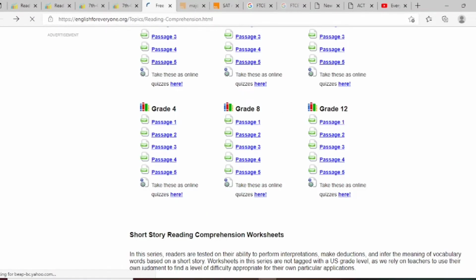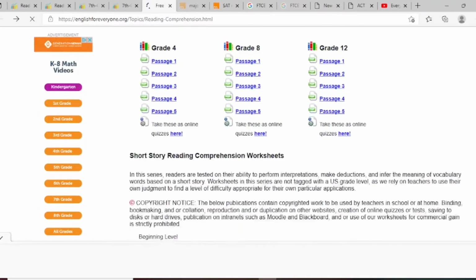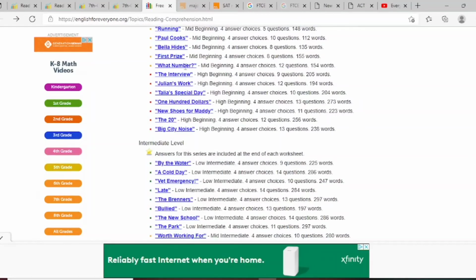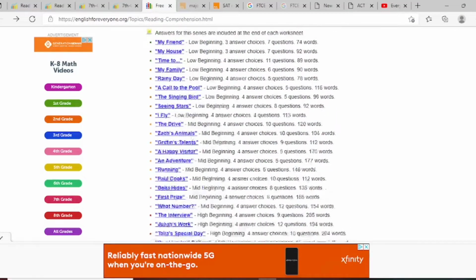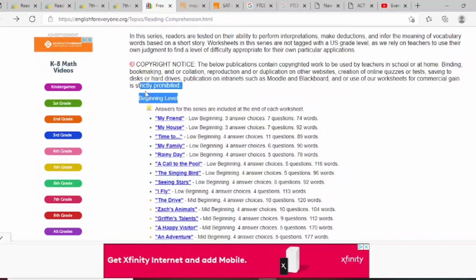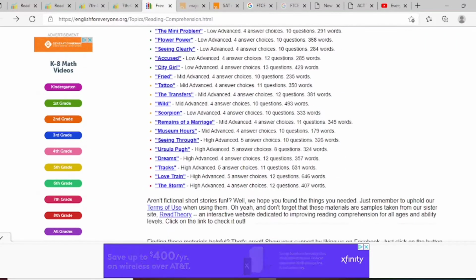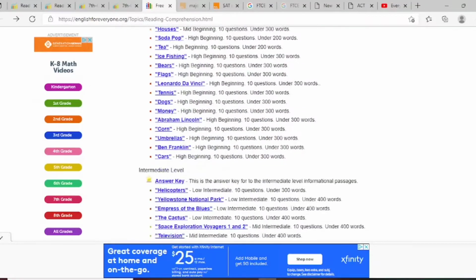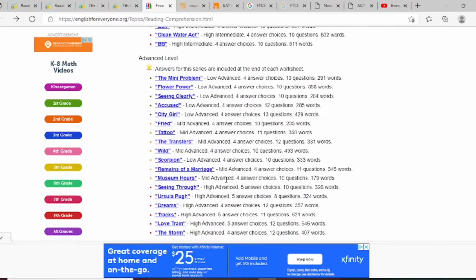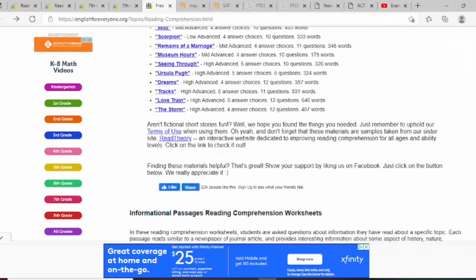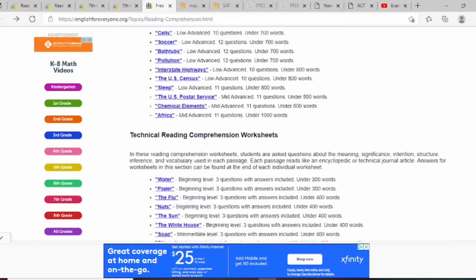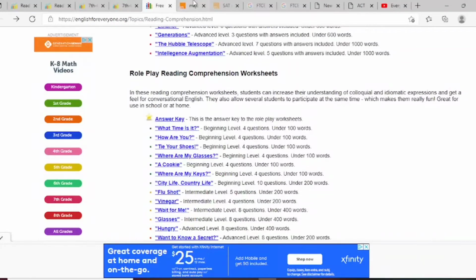You can also download it if you don't like how it is set up on there. You can also practice these as well. As you can see, it says beginner level, intermediate level, advanced level. Now, I would say practice under advanced level, especially high advanced, because remember, you're trying to prepare for an exam. The more you practice complex passages, the easier it gets for you.